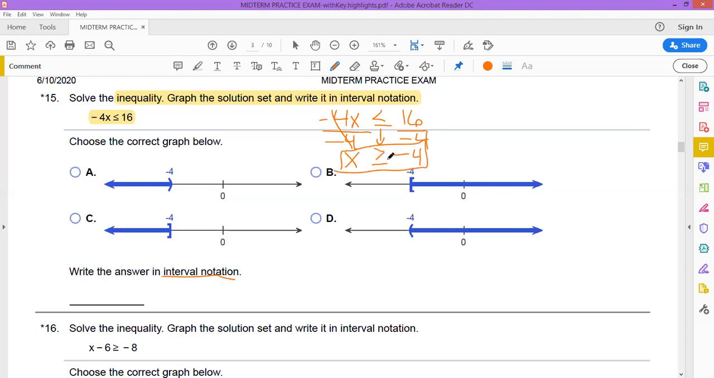We're going to match it with its graph. Look what direction this arrow is pointing. It's pointing to the right. And we know we're looking for a graph that's shaded to the right. We have two options, B or D.